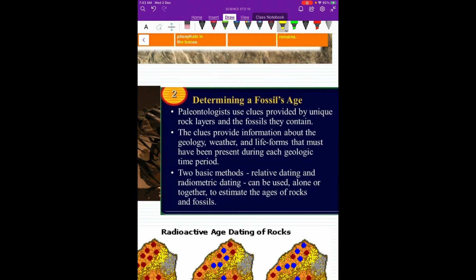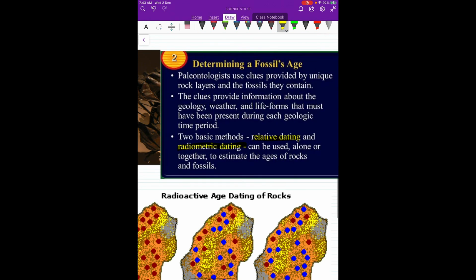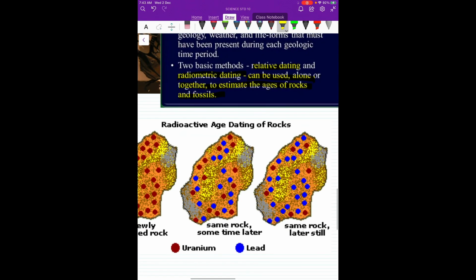Now the question comes, how do we determine the age of a fossil? There are two methods: relative dating and radiometric dating. Relative dating means as we go deeper and deeper, the deepest ones which are found are approximately the oldest ones, and the ones which are found near the surface are relatively younger, but this is an approximate one. Radiometric dating is used to estimate the age of rocks and fossils. So how do they do this?